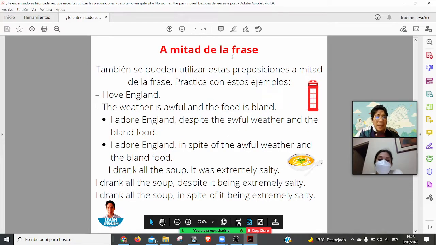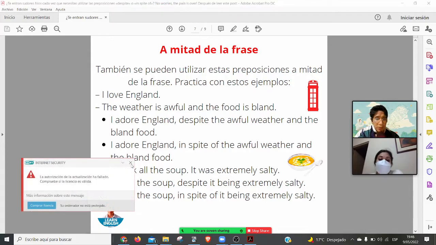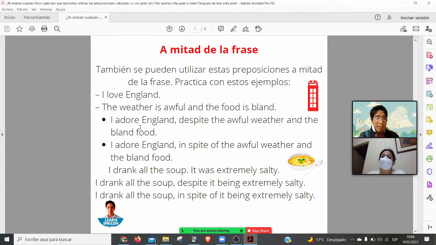A mitad de la frase, dice. También se pueden utilizar estas preposiciones a mitad de la frase, no hay ningún problema, como tú la quieras incluir. Mira, I adore English despite the awful weather and the bland food. No hay ningún problema. ¿Ok?